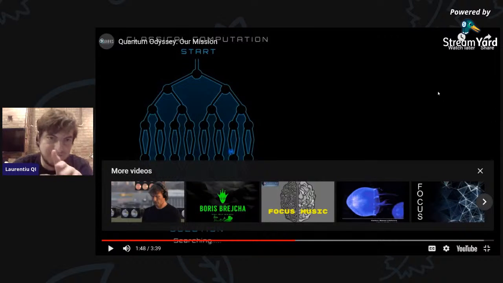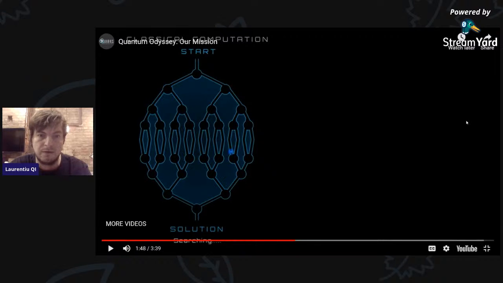I want to take a quick pause here. What you're seeing is called the glued trees problem. So this is an actual representation of how it would be to solve a glued trees problem using classical computing. And soon you will see how it will look doing it on a quantum computer.